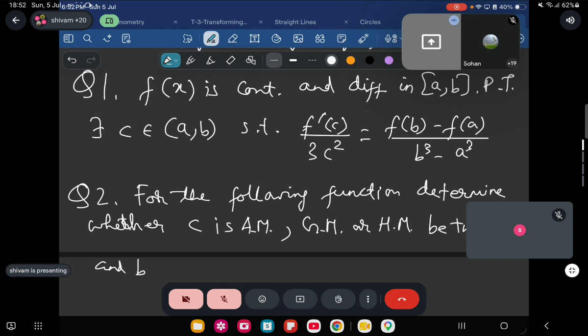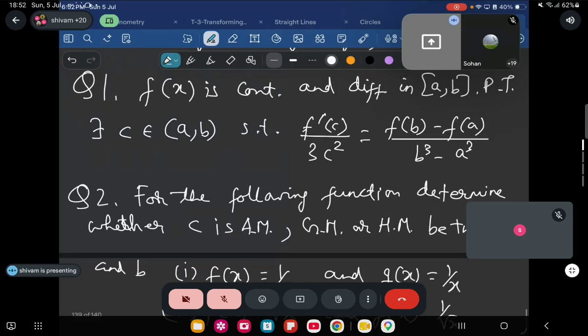Number 1. F of X equal to 1 by X square and G of X is equal to 1 by X. Number 2. F of X equal to root over X and G of X is equal to 1 by root over X. Solve, everyone, solve quickly.